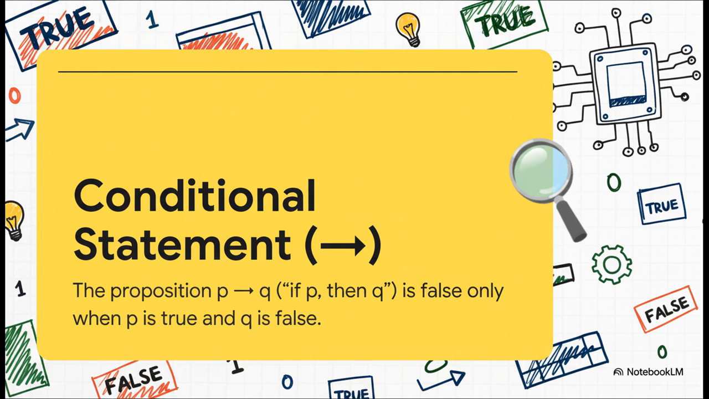Think of it like a broken promise. If I say, if you work hard, you'll be a topper, the only way I've lied to you is if you do work hard, but you don't become a topper.